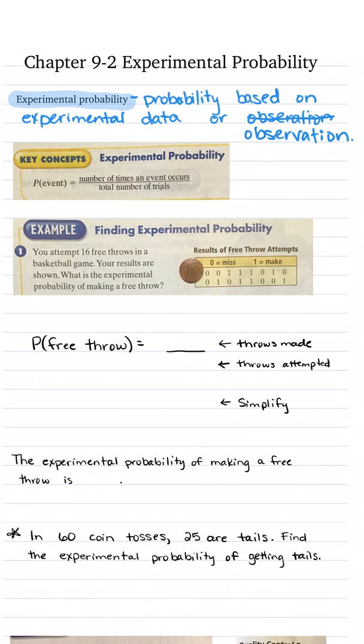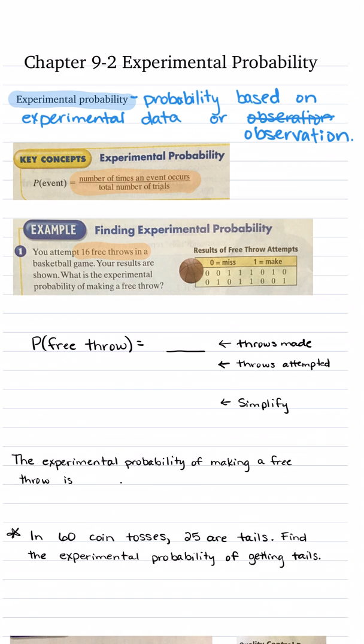Experimental probability takes an event, the number of times it occurs, divided by the total number of trials. So let's look here. You're attempting 16 free throws in a basketball game. Your results are shown. What is the experimental probability of making a free throw?